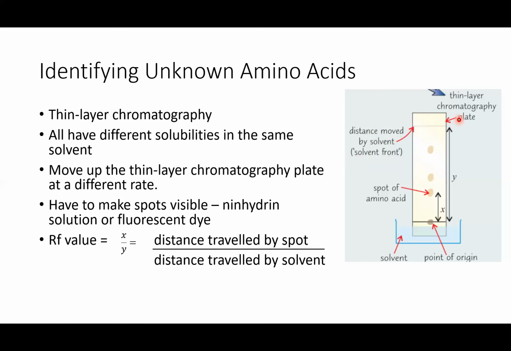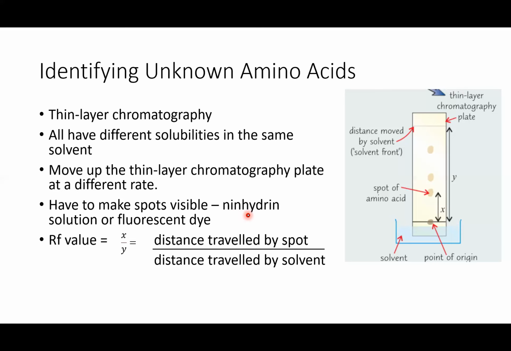Amino acids aren't naturally coloured, so you will need to make the spots visible before doing this. You can do it in a couple of ways. You can either spray ninhydrin solution on the plate, and that turns the spots purple, or you can use a special plate that has fluorescent dye added to it. The dye glows when UV light shines on it. Where there are spots of chemical on the plate, they cover the fluorescent dye so the spots appear dark. You can put the plate under a UV lamp and draw around the dark patches to show where the spots are.